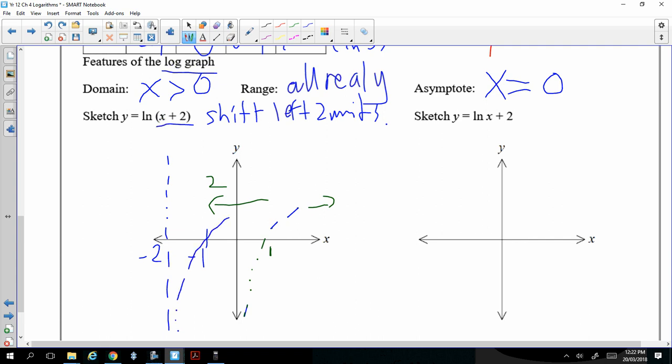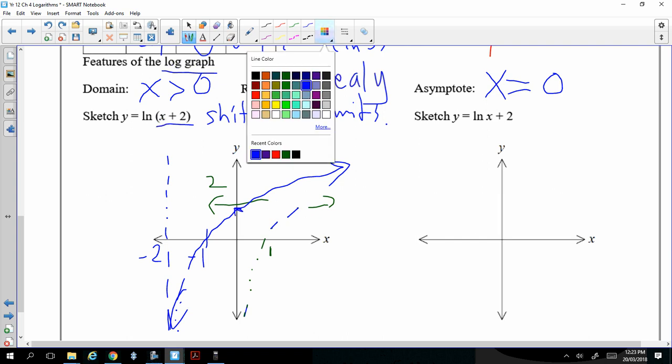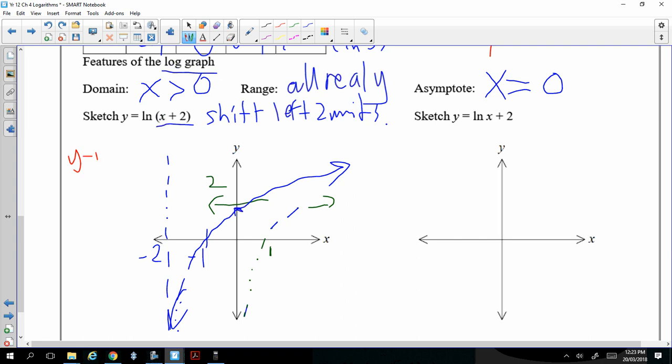And you can also find out the y-intercept, isn't it? How do you find the y-intercept? You do x equal to 0. And if you put x to 0, you get y equal to ln2. So it's ln2 here. Okay? Alright, graph is drawn.